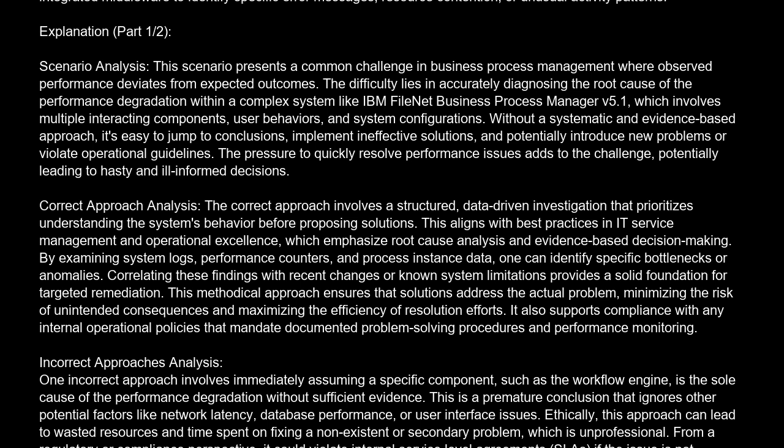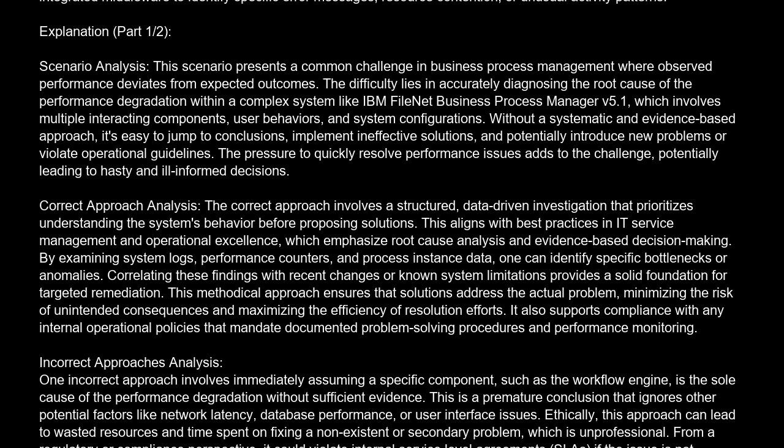Incorrect approaches analysis. One incorrect approach involves immediately assuming a specific component, such as the workflow engine, is the sole cause of the performance degradation without sufficient evidence. This is a premature conclusion that ignores other potential factors like network latency, database performance, or user interface issues. Ethically, this approach can lead to wasted resources and time spent on fixing a non-existent or secondary problem, which is unprofessional. From a regulatory or compliance perspective, it could violate internal service level agreements, SLAs, if the issue is not resolved promptly due to misdiagnosis.